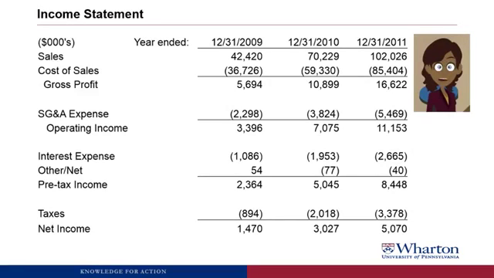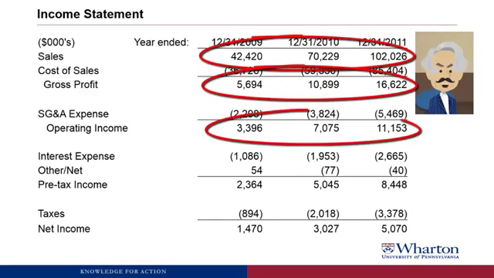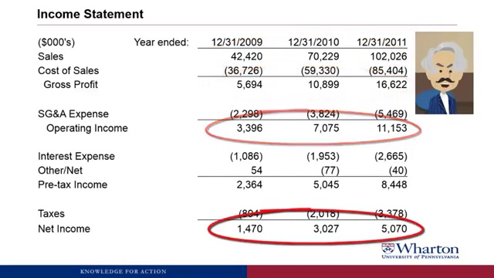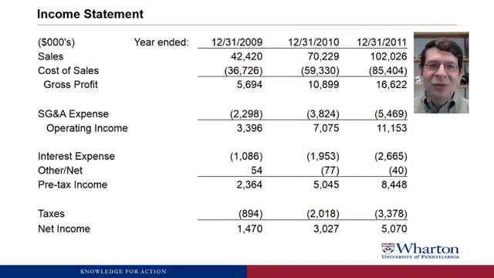Well, it looks like sales, gross profit, operating income, and net income are all growing stupendously. And yes, we will have to remove the effects of growth to understand this better, which we'll do later in the video.